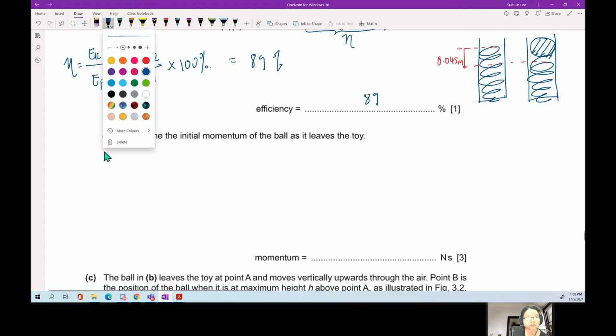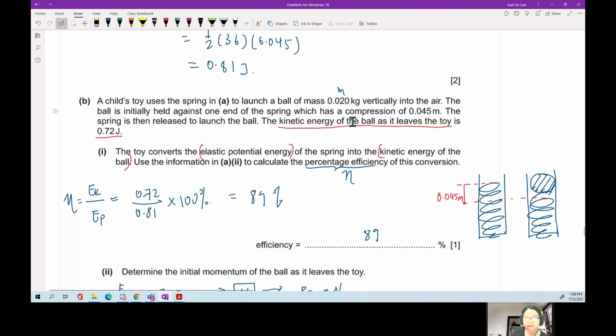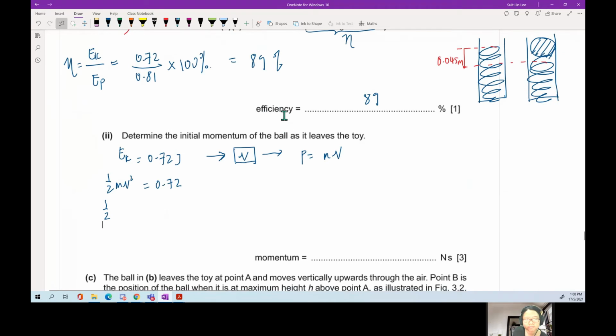We know the kinetic energy of the ball, right? Kinetic energy is 0.72 joule. From kinetic energy, we can go back. Remember, the interlink, the interchange, the key central for these topics is velocity. From velocity, we can find momentum. So half mv squared is 0.72. Do we have the mass of the ball? Yes, we do. Scroll up there, 0.020. So 0.020, v squared is 0.72.